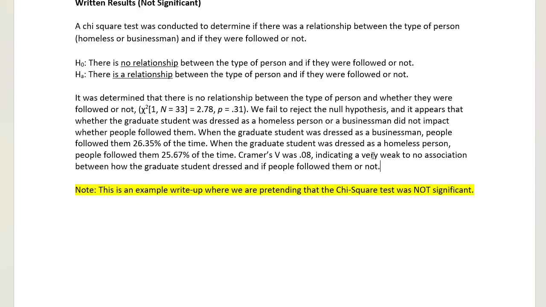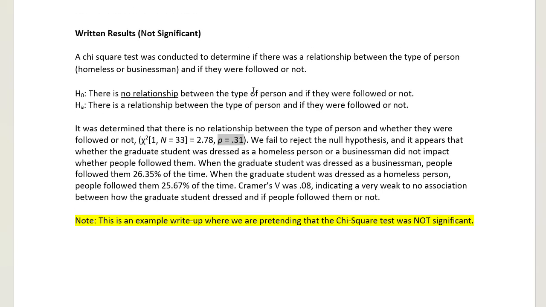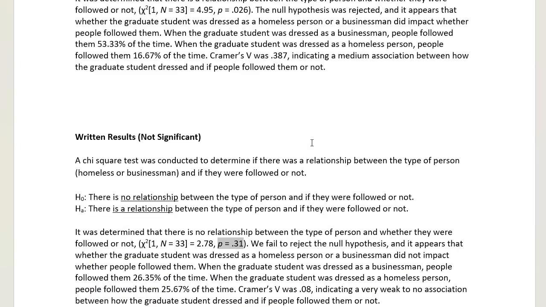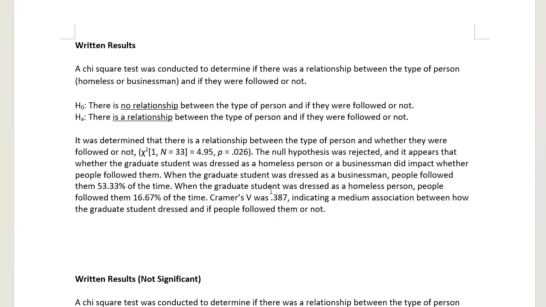So once again, this is an example. We're pretending. I just made up a p-value and some percentages just to show what you would do if that chi-square test was not significant. So how would you write it up if the results are not significant versus if the results are significant?